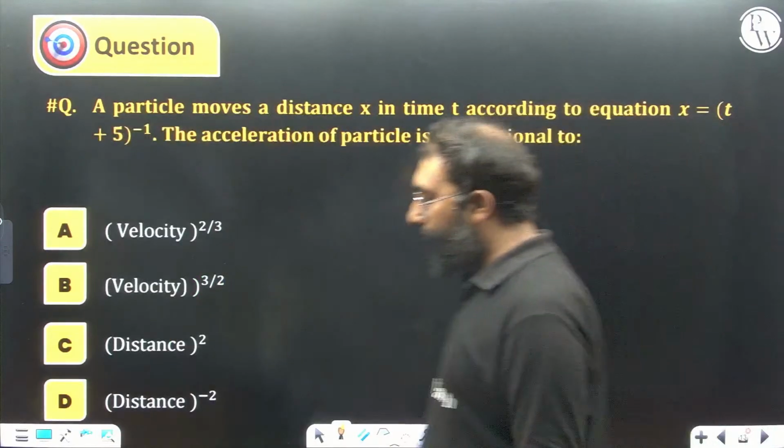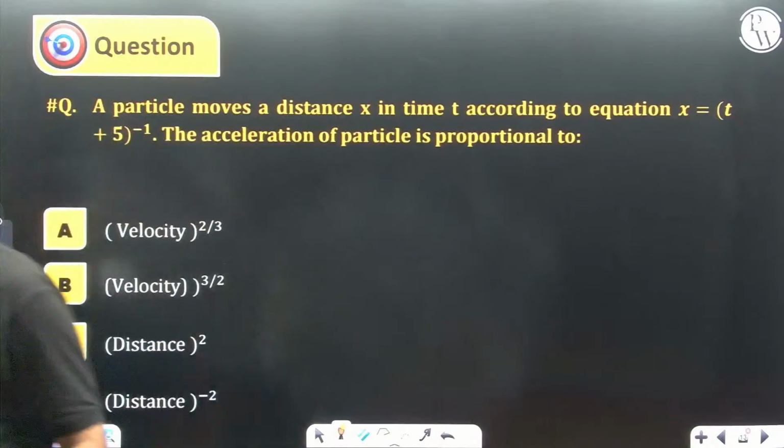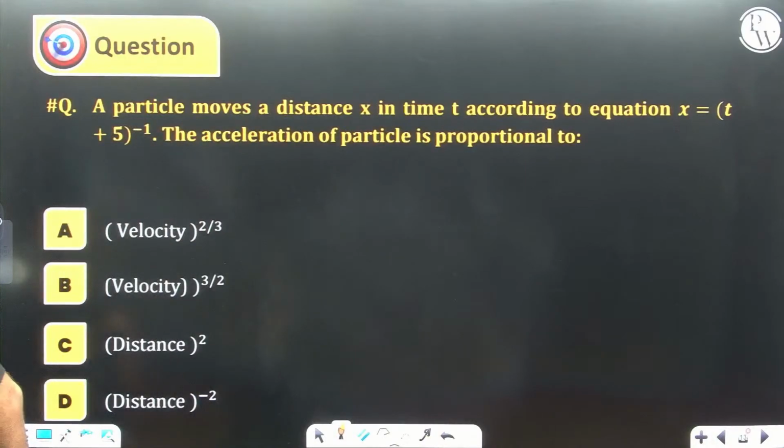Coming to the next question. Again, see, some tricky part is there. Some maneuver is required here.